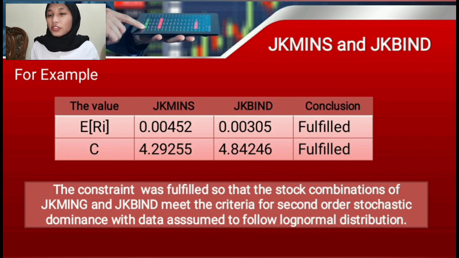And then the C coefficient value of JKMING is smaller than the C coefficient value of JKBIND, and it can be concluded that it fulfills the second constraint of second order stochastic dominance. In this calculation we can conclude that the constraints were fulfilled, so the stock combination of JKMING and JKBIND meets the criteria for second order stochastic dominance with data assumed to follow a log-normal distribution.